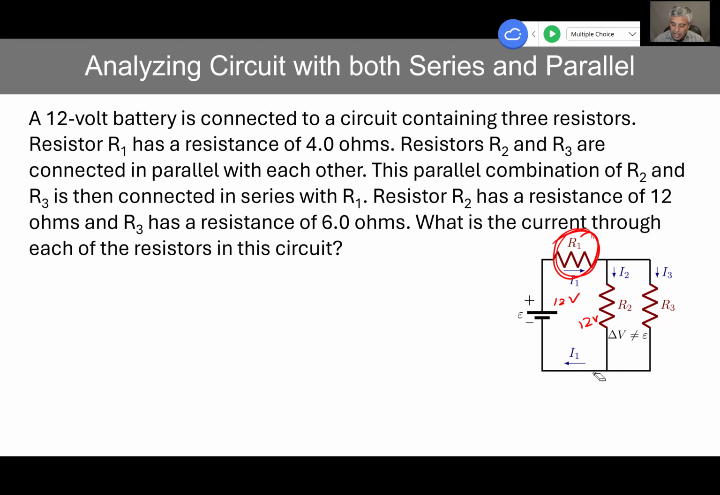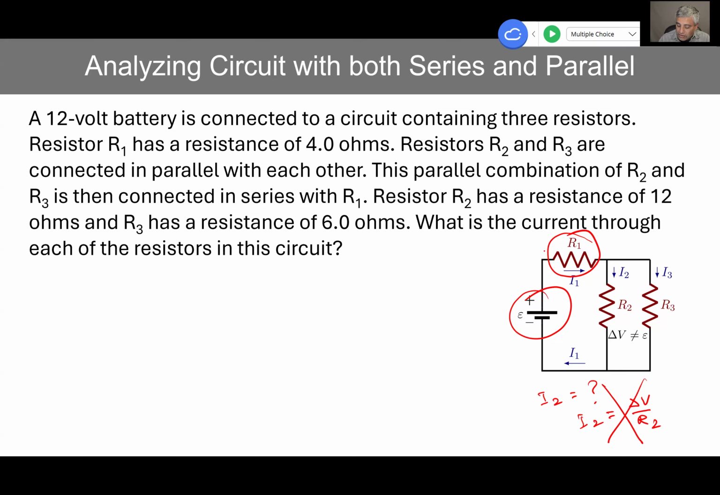So now if I ask you what is the current through R2, what is I2 here? You say, okay, let's use Ohm's law. I2 is delta V over R2. And you calculate that, that's going to be incorrect because this is not going to be the same as this one there in this case. Because there is another resistor in series.